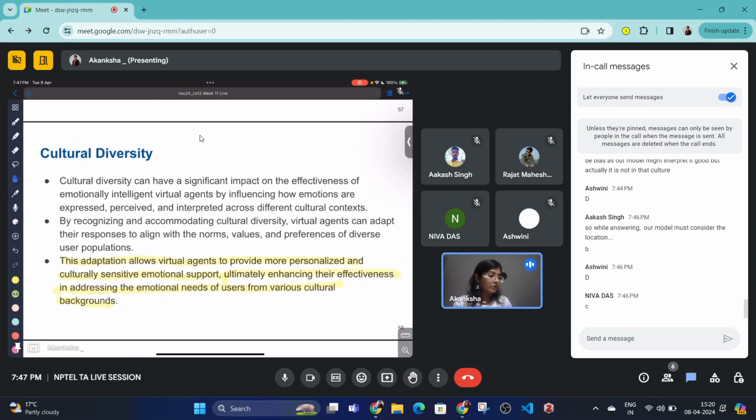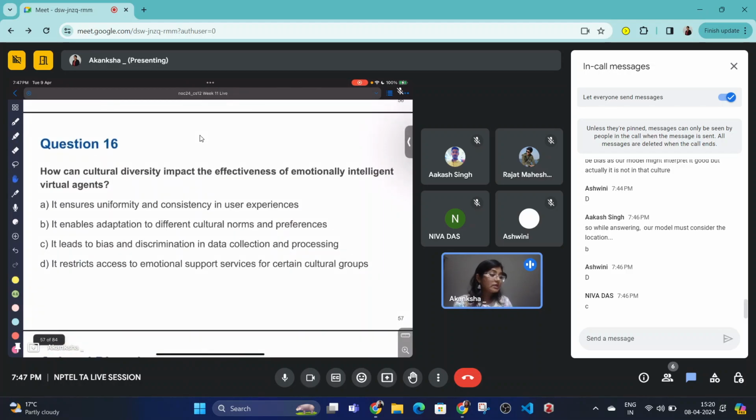So let's go back to the question. How can cultural diversity impact the effectiveness? It ensures uniformity? No. It enables adaptation to different cultural norms and preferences. This is true. It leads to bias and discrimination. No. It restricts access to emotional support services for certain groups. No, it does not restrict, but it does the opposite. It provides more access. So B is the correct option.